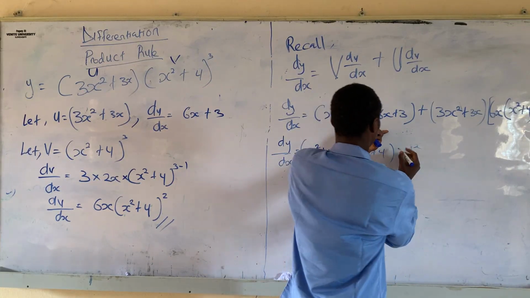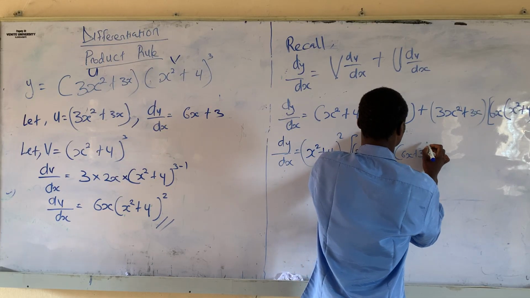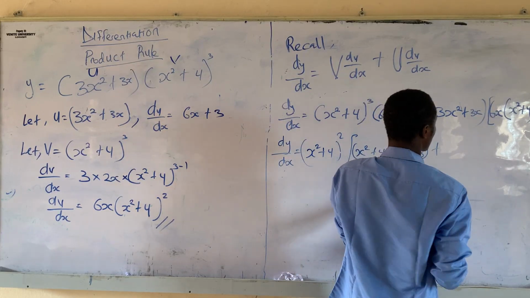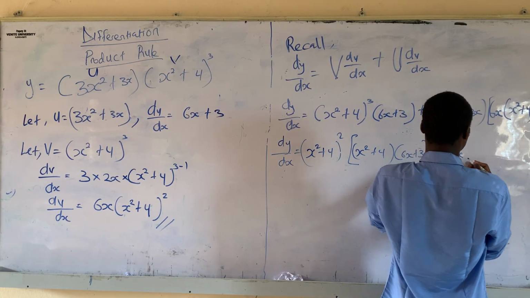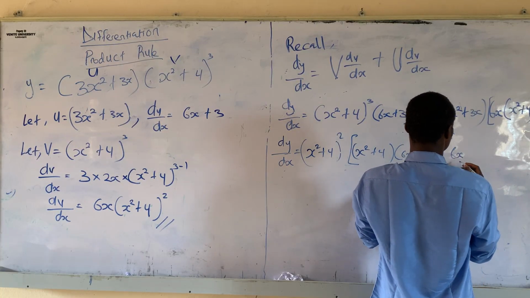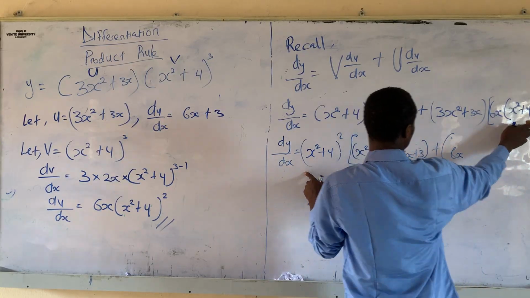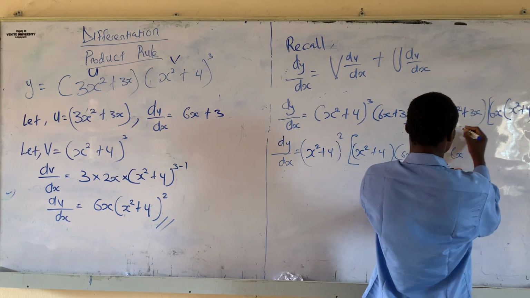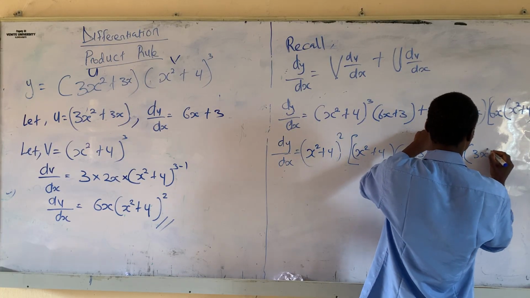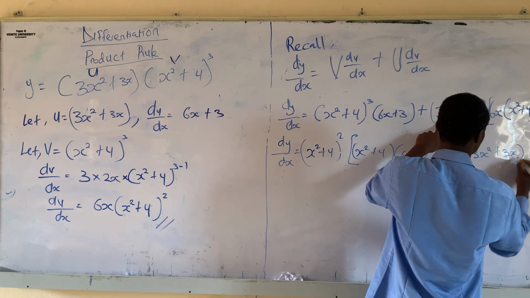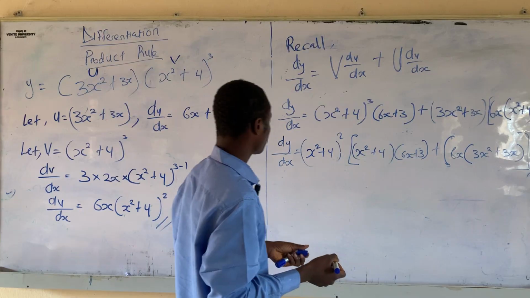Then here we have (6x plus 3), plus here it becomes 6x. This cancels this, and it will remain 6x times (3x squared plus 3x). This is the final answer.